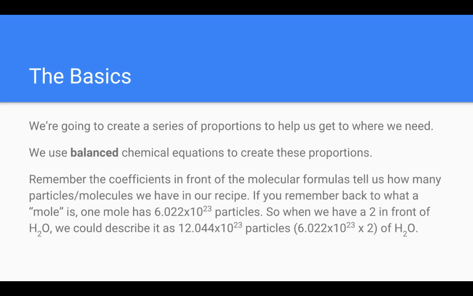So instead of just saying, I'm going to take one molecule of hydrogen and one molecule of oxygen and make something, we could talk about it in larger groups. Using the same numbers, 2 and 1, or whatever those coefficients happen to be, we could just be talking about this large number of particles, because that makes a little more sense when you think about putting a spoonful of particles in there. But anyway, if we have a 2 in front of the H2O, we could describe it as having 2 moles, or as 12.044 times 10 to the 23 particles.